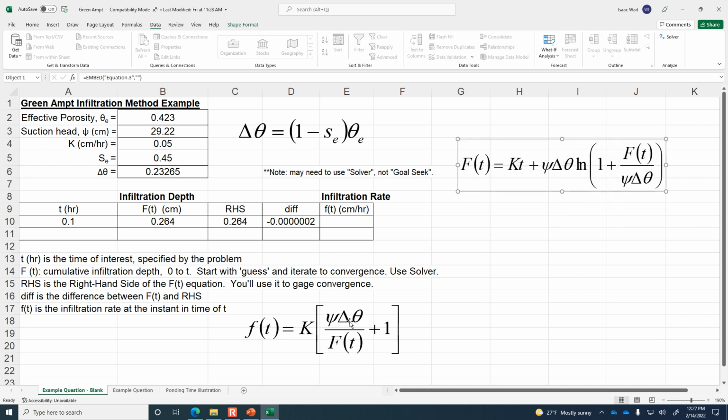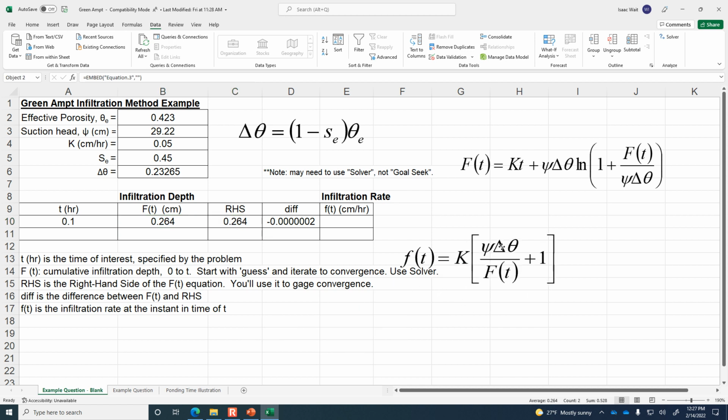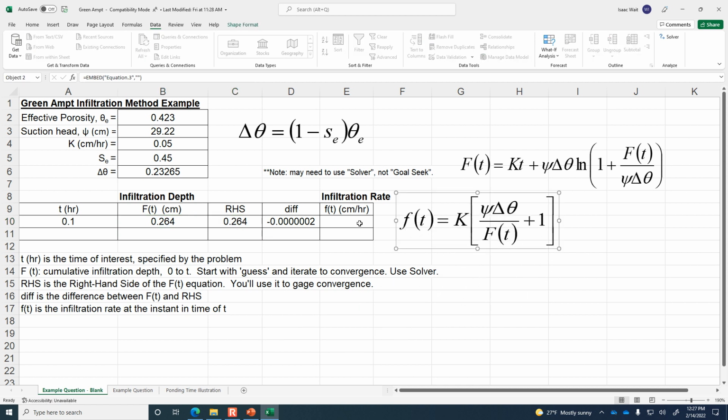Once we have the depth, then we could calculate the infiltration rate. By the way, before we move on to the infiltration rate, are there any questions, or did anybody have problems calculating the infiltration depth? Yeah, we've done way worse spreadsheets than this in hydraulics, right? This is an easy one by comparison. So, all right, well, let's do the infiltration rate calculation.